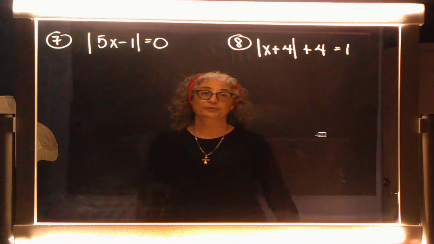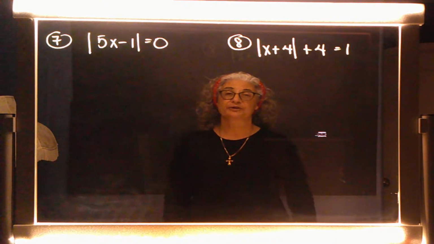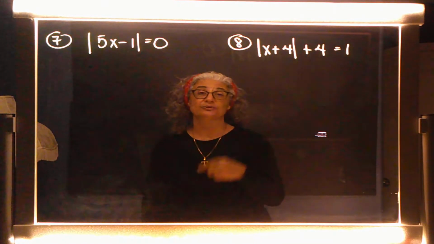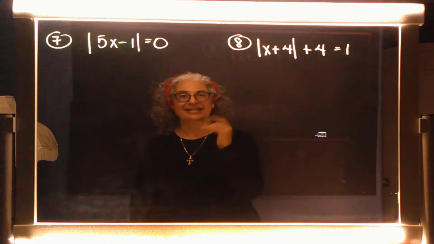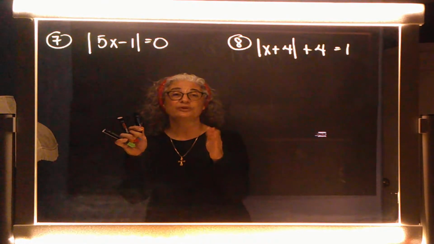Okay, so let's look at problem number 7. So it says the absolute value of 5x minus 1 equals 0. So, how many equations am I supposed to have? Good, 2. Can I break it into 2 equations right now? Yes, I can. Excellent, because the absolute value is by itself, so I can break it into 2 equations right now.